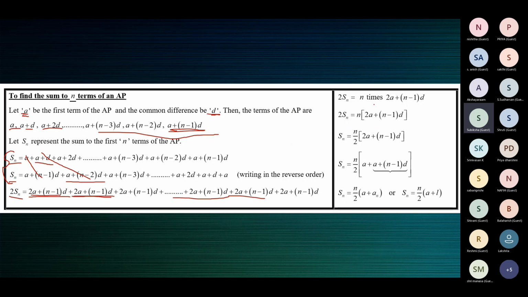So n times 2a plus n minus 1 into d, n times meaning n into 2a plus n minus 1 into d. But that is twice Sn. So Sn will be n by 2 of 2a plus n minus 1 into d, which can also be interpreted as n by 2 of the first term plus the last term.